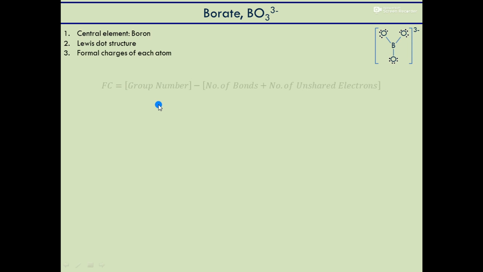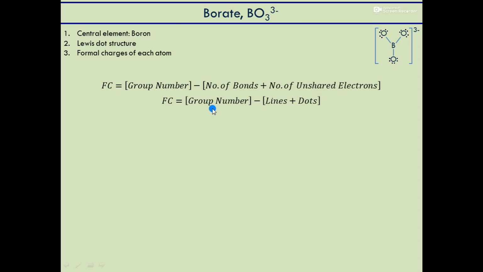Now the formal charges of each. The computation for formal charge is equal to the group number minus the summation of the number of bonds plus the number of unshared electrons. Another way to express this, in a way that you can memorize better, is that the group number is equal to the summation of lines plus dots. This computation is done for each of the atoms involved in the species. If this Lewis dot structure is final, we can use formal charge, or we can also use formal charge to do trial and error.